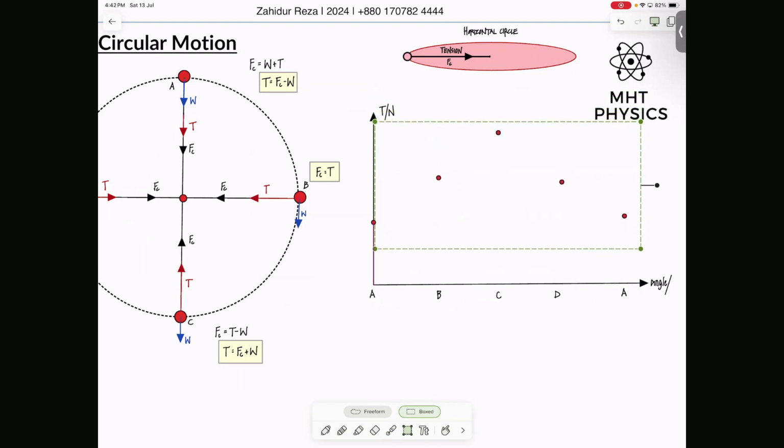So yeah, that's the graph that came in the exam. They asked you to sketch the graph. This is how the graph will look. Anyways, I'll draw it, so please copy the circle and the graph.